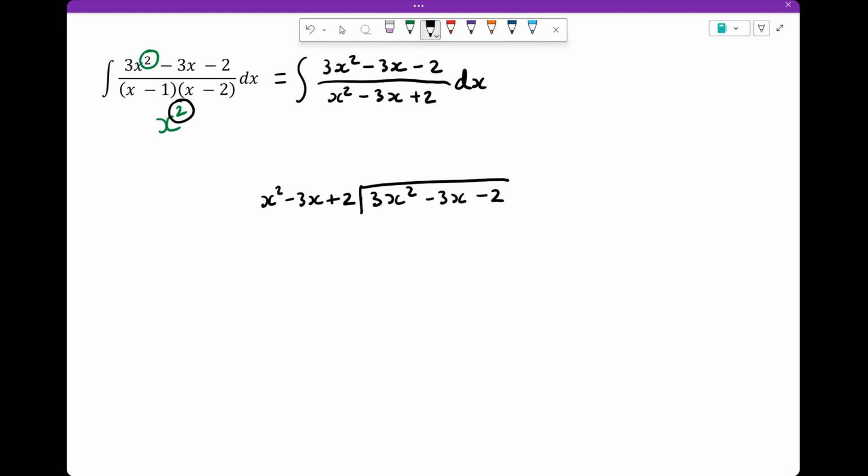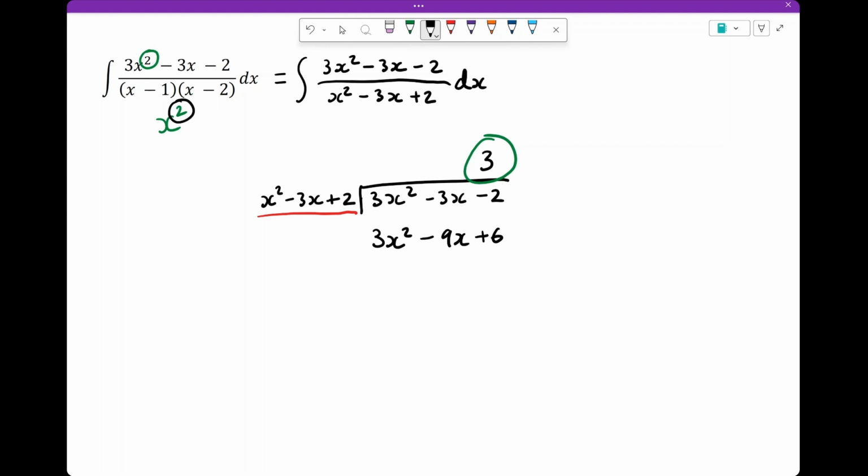Now to start my process of division, we're going to do the 3x squared divided by the x squared. So that's going to give me 3, so that's a constant. So I'm going to put it in the far right in the constants column. Then we're going to take that plus 3, and we're going to multiply it by this expression here. So 3 times x squared would give me 3x squared. 3 times the negative 3x would give me negative 9x. And then 3 times the positive 2 would give me positive 6.